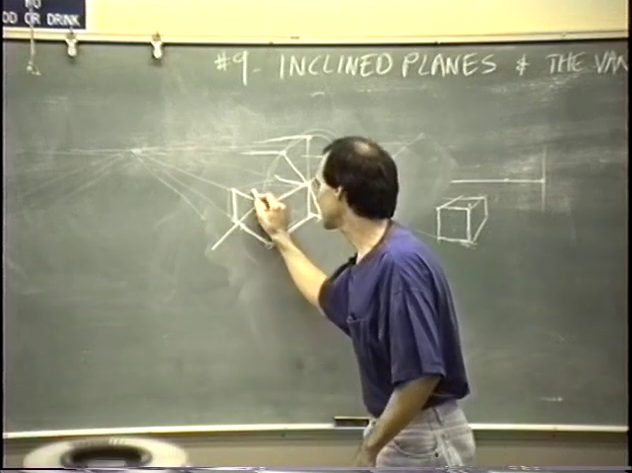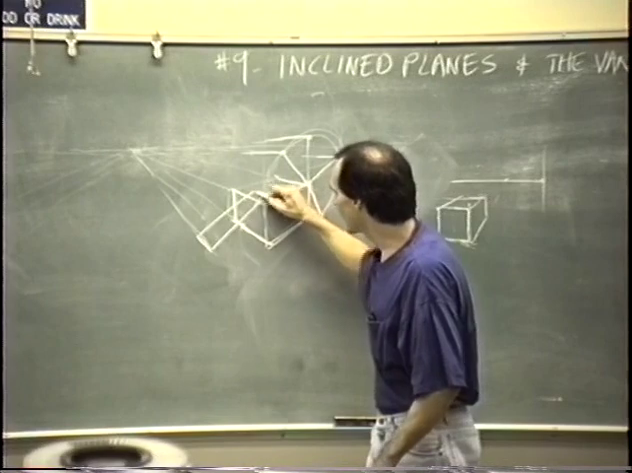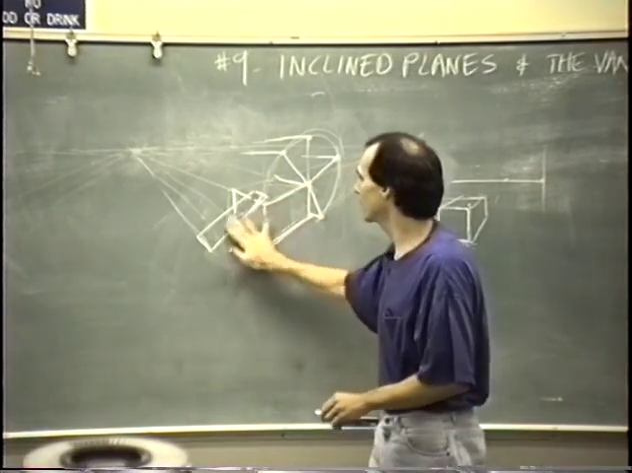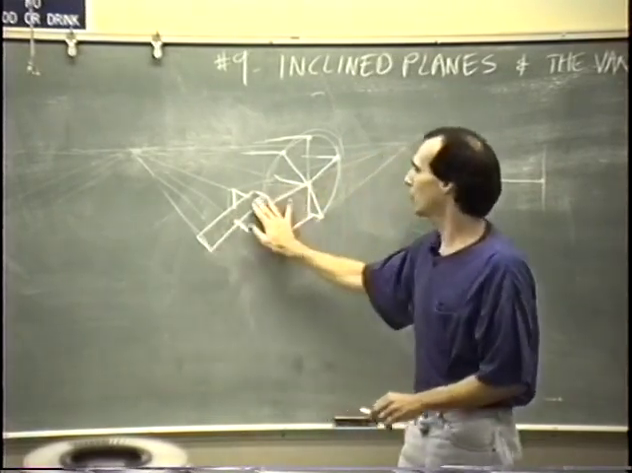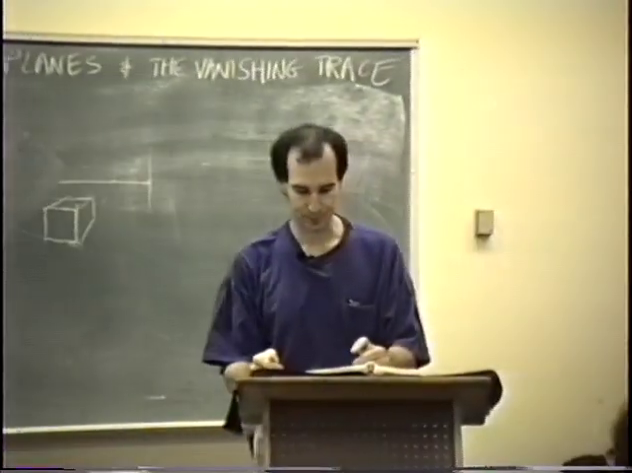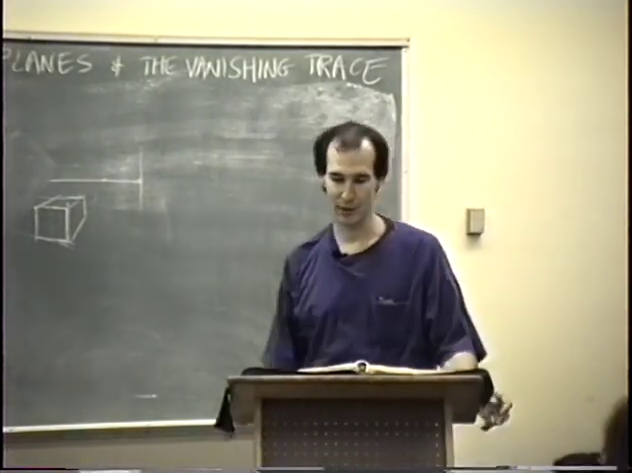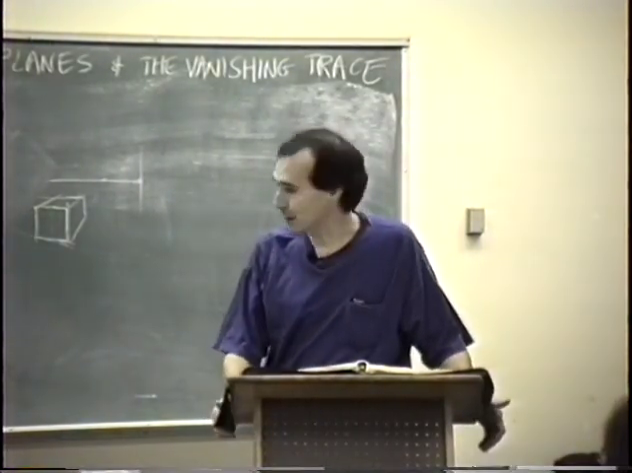Let's make it even more severe. Let's put it at this angle. We know that we can solve that there and that there. But these lines aren't necessarily correct right here. They look close enough. I'm going to show you a way to get them exact. Here is the trick of this. The vanishing trace. Let me explain what it is.